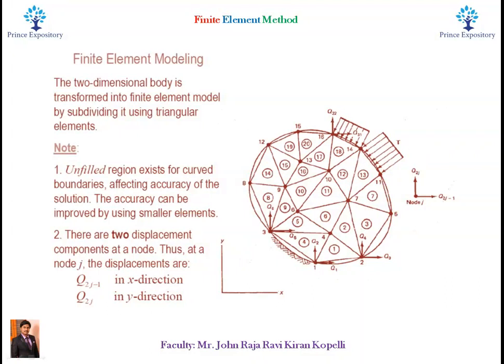And also, as seen from the numbering scheme used in trusses, the displacement components of node j are taken as q2j minus 1 in x direction and q2j in y direction. And hence we denote the global displacement vector as q is equal to q1, q2, q3 and so on up to qn transpose, where n is the number of degrees of freedom.